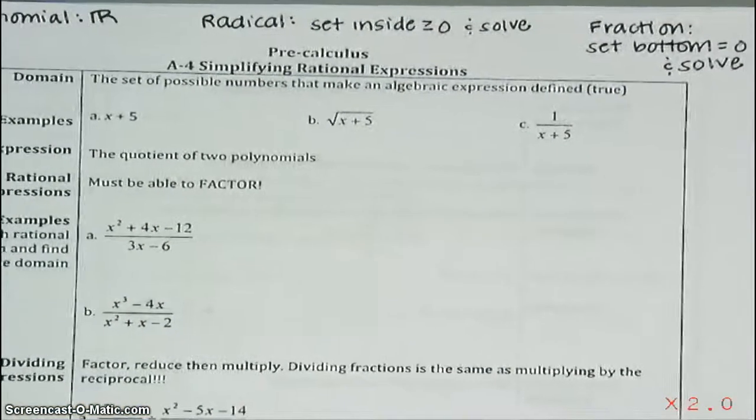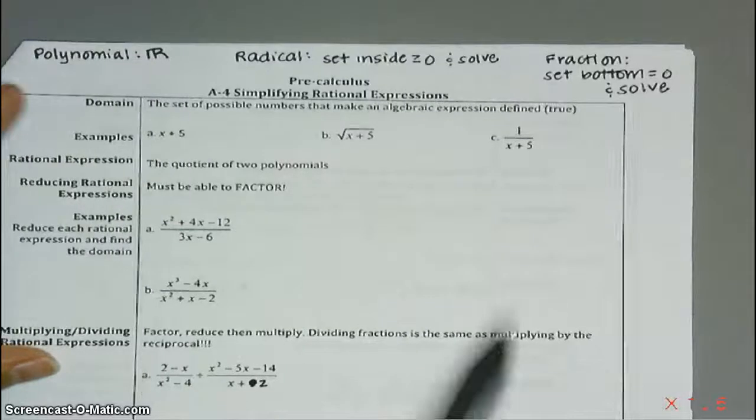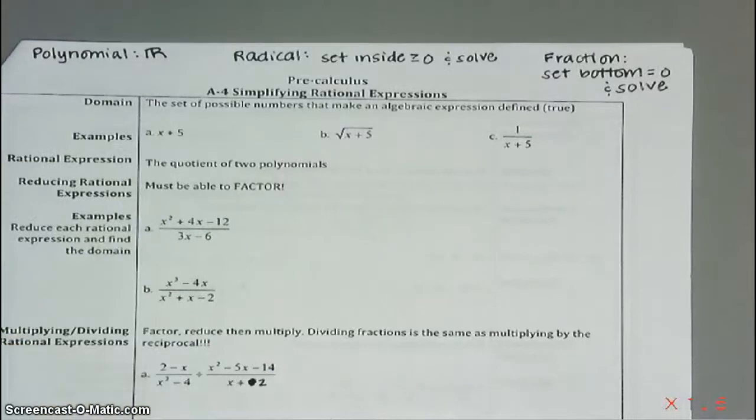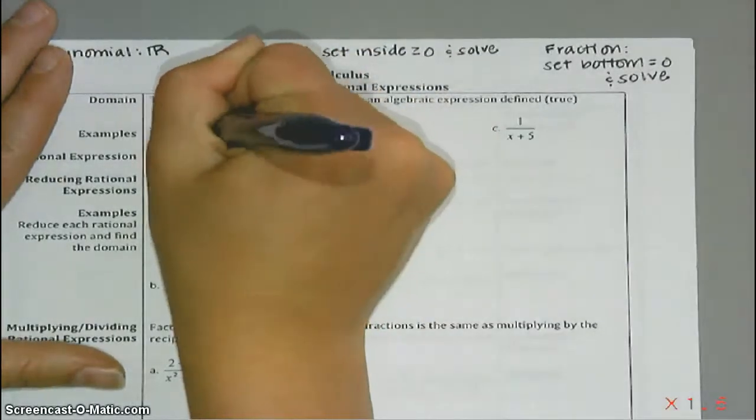These three examples right here are actually one of each. The first one is just the polynomial, or actually binomial, x plus 5. There are no fractions, there are no radicals. If you were to graph it in your calculator, x plus 5 is a nice line that keeps going continuously. So its domain is going to be all real numbers.